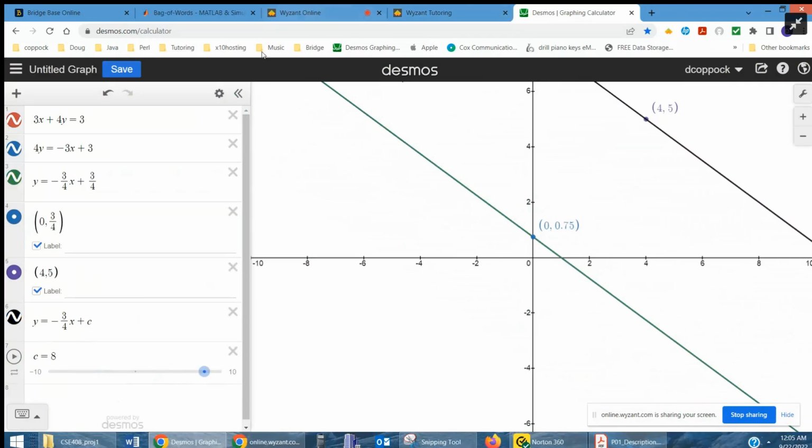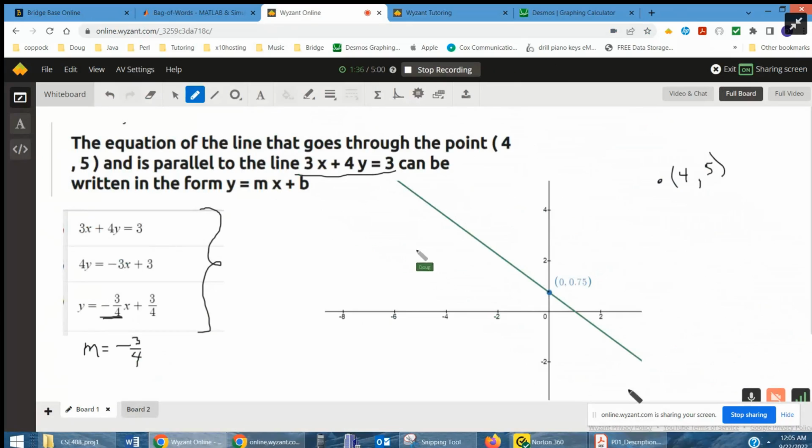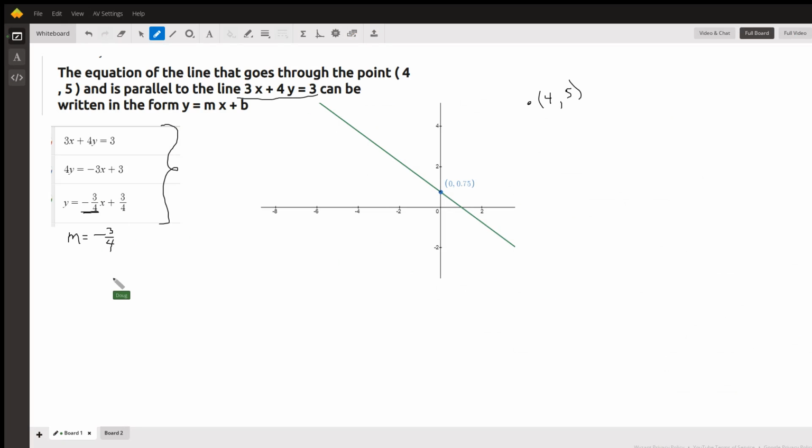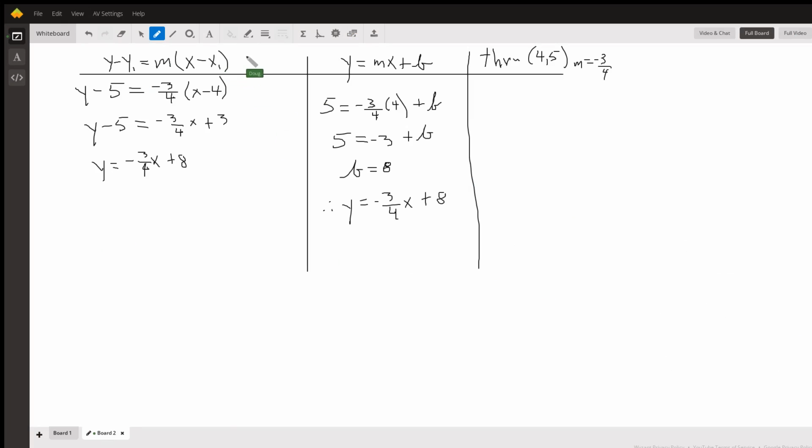Now, how can we find that algebraically? Okay, let's go back here. I'll stop sharing. Go to board 2. And you have two choices. But here's the key. We want to find the equation of the line that passes through (4, 5). It has a slope of negative 3/4. You have the choice of using point-slope or slope-intercept form to find that equation. I prefer to use point-slope when I know a point and slope.